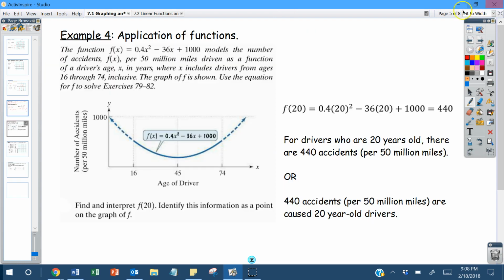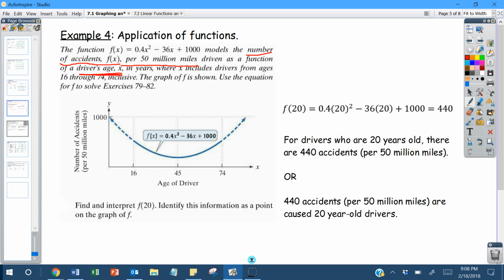So let's look at an application problem. Here we have a function, and it's a pretty specific one. This function models the number of accidents, f of x. So whatever number f of x is at any given moment, it's the number of accidents per 50 million miles driven as a function of the driver's age x. So we're calling the driver's age x. Whatever x is in a given moment, that's talking about the driver's age. If x is 35, that means 35-year-old drivers.